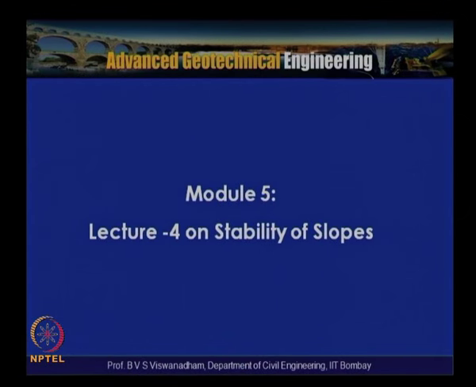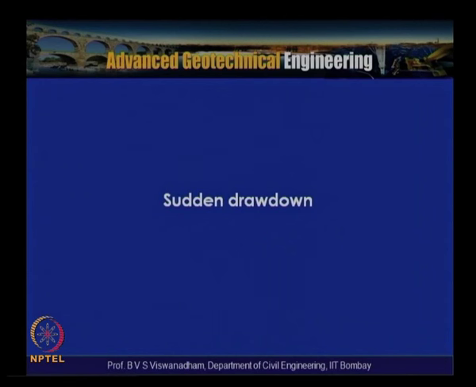In addition to that, we will look into a special condition called the rapid drawdown condition. This occurs in a dam or reservoir after it is established with steady state seepage conditions. When there is a change in the water levels outside the slope, these conditions can be critical as far as the reservoir or dam slope stability is concerned. So this is lecture number 4 in module 5 on stability of slopes, and in this lecture we will be discussing in length the rapid drawdown condition, or sudden drawdown condition.